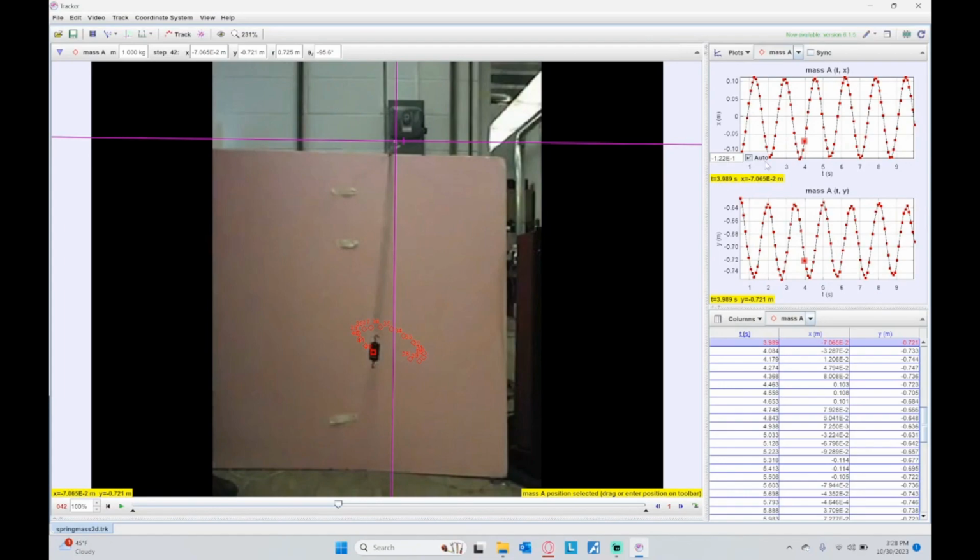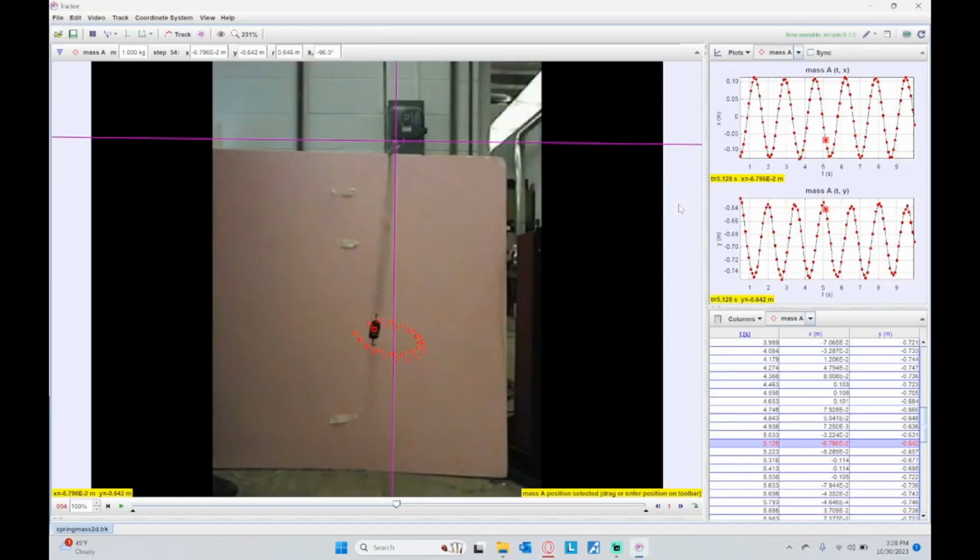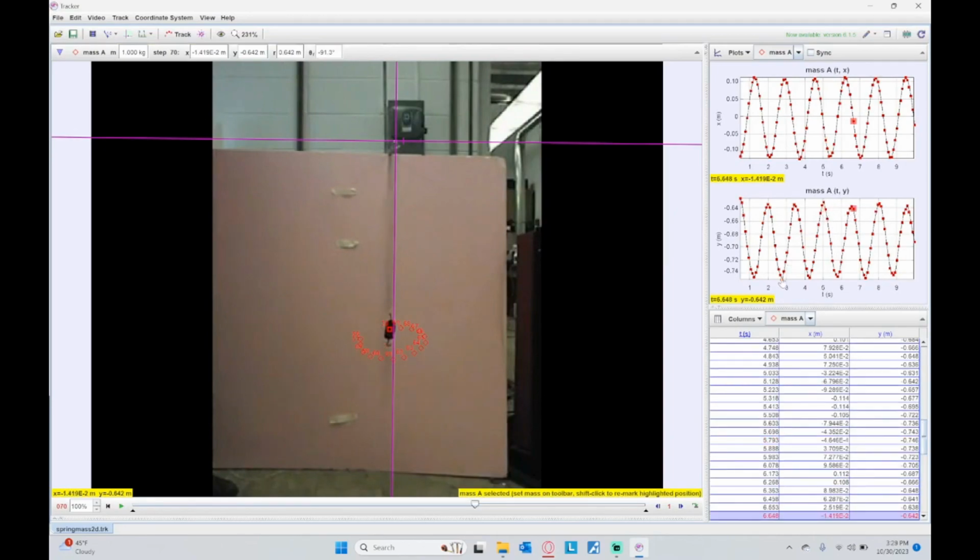Back in Tracker, if we compare our two x data points here to find the period of oscillation, because they occur roughly at the same x distance, we find that the period of oscillation is roughly equal to 1.229. However, if we use these two points here and here because they have roughly the same y coordinate, we find that the period of oscillation is roughly 1.521. These are not consistent, and this is most likely because there's also motion in the third axis, the z-axis, which we have not accounted for in this model.